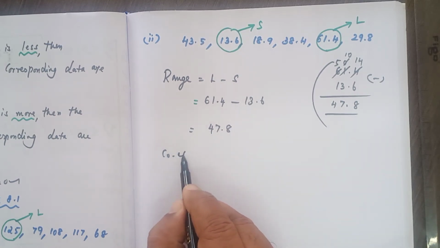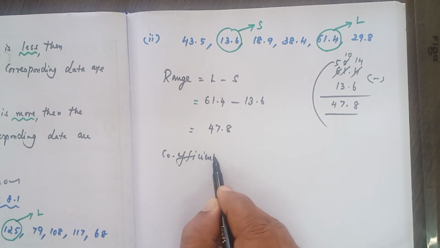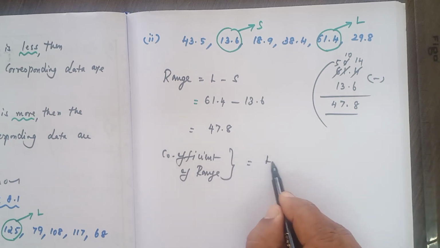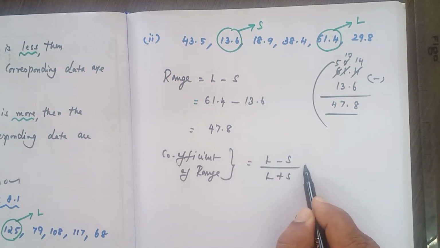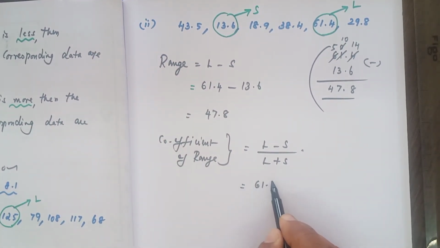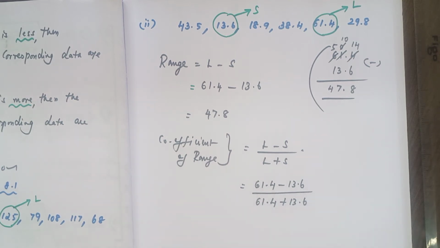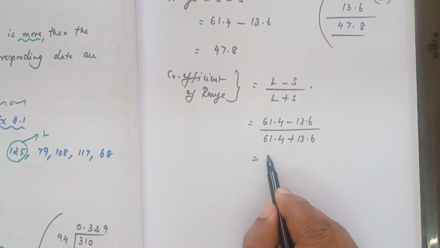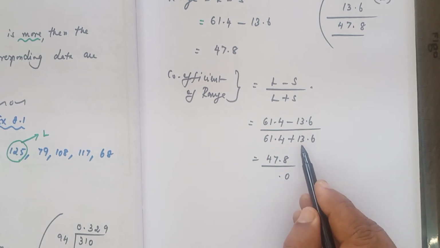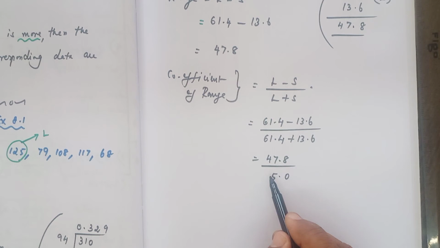Now coefficient of range. That is equal to L minus S divided by L plus S. L minus S, that is L equal to 61.4 minus 13.6 divided by 61.4 plus 13.6. If you subtract, you will be getting 47.8 divided by, if we add, you will be getting 6 plus 4, 10, carry 1, 4 plus 1, 5, and 7, 75.